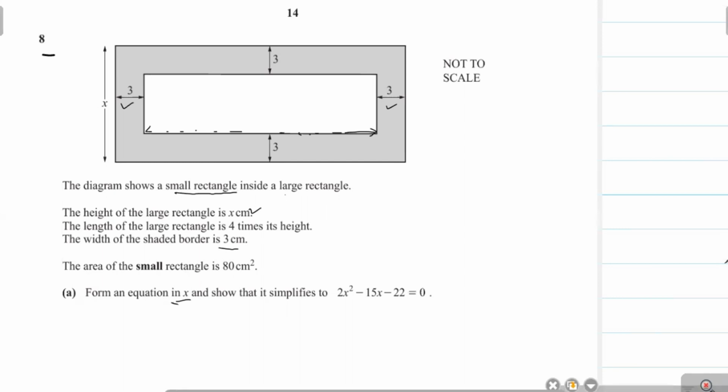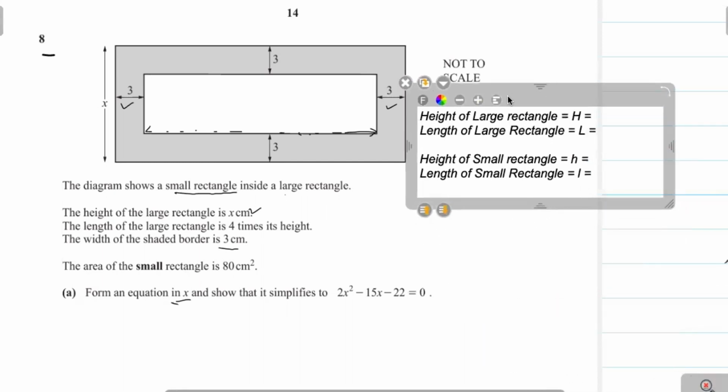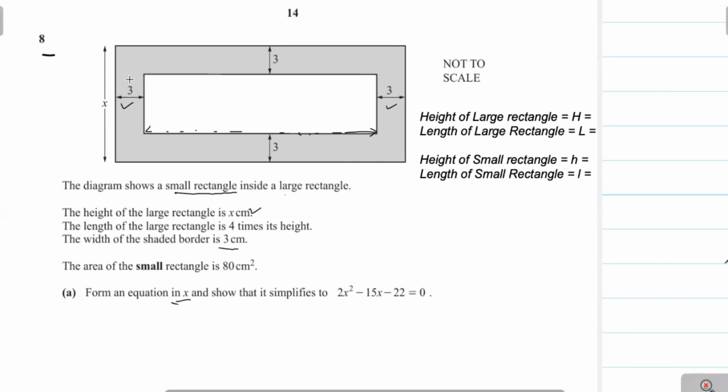Firstly, we write down the height of the large rectangle. The height of the large rectangle here is x centimeters, and the length of the large rectangle is 4 times its height. You look here, 4 times its height, therefore 4x.